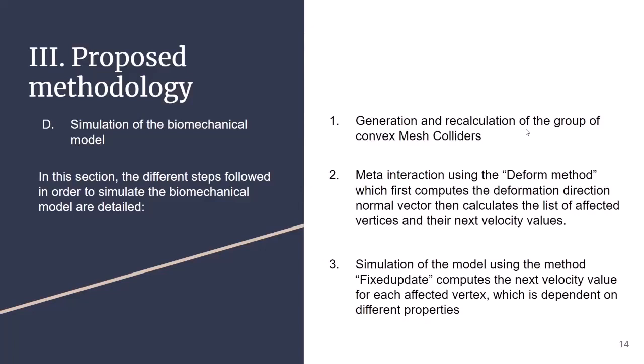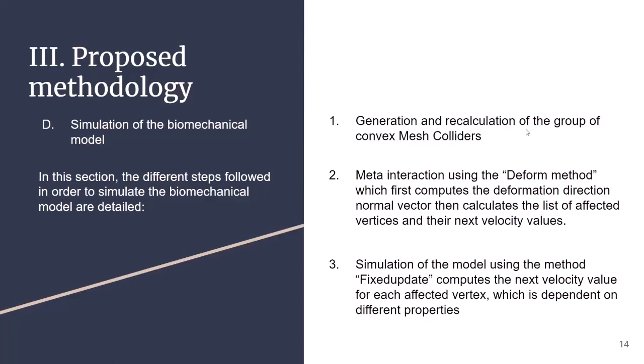The second step is the Meta interaction using the deform method. This deform method will compute the deformation direction normal vector from the position of the hand to the position of the first interaction with our biomechanical model. We calculate a list of affected vertices and then their next velocity values, and these will be fed directly into the physics computation, which will update the rigid bodies of the convex colliders, which will then update the visual model that we see on the screen.